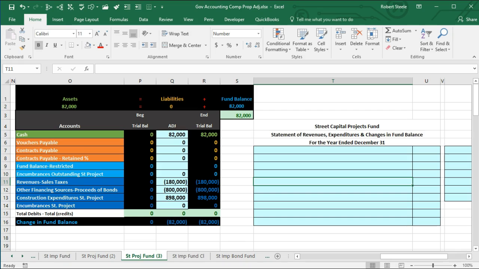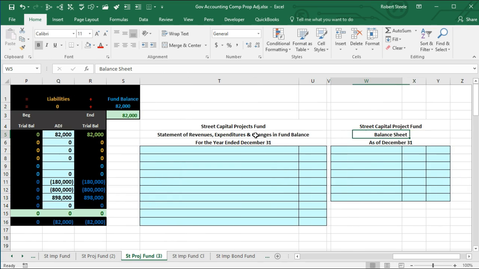Hello, in this lecture we will create governmental financial statements for the projects fund. We will be creating a statement of revenue, expenditure, and changes in fund balance, as well as a balance sheet.